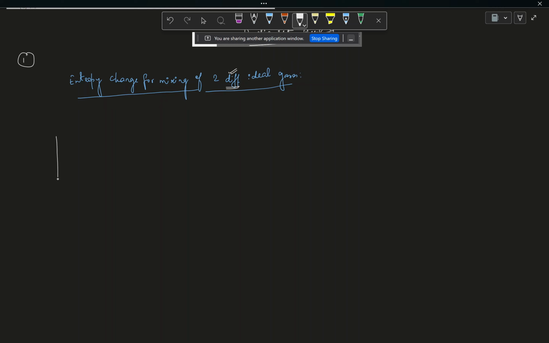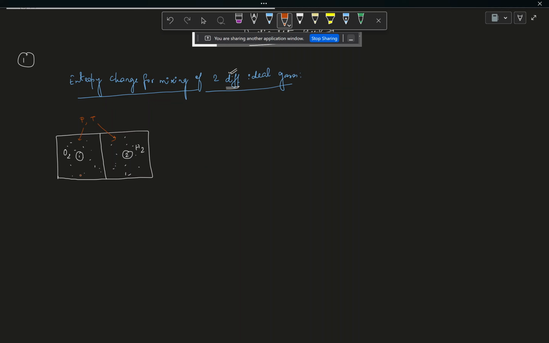Let me draw a simple diagram as a reference for how the problem looks. This is container 1, which has gas 1, and this is container 2, which has gas number 2, which in our case are oxygen and hydrogen, right? It is mentioned in the question that both gases are at the same temperature, and because nothing else is specifically mentioned, you also assume that both gases are at the same pressure. So pressure and temperature are the same in both containers.